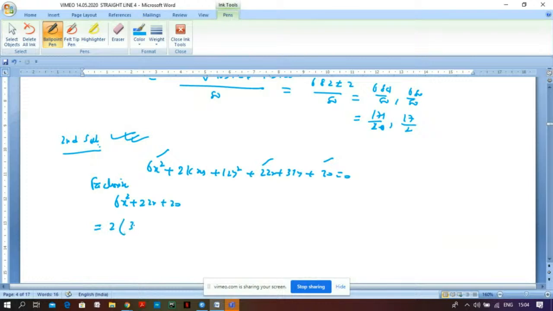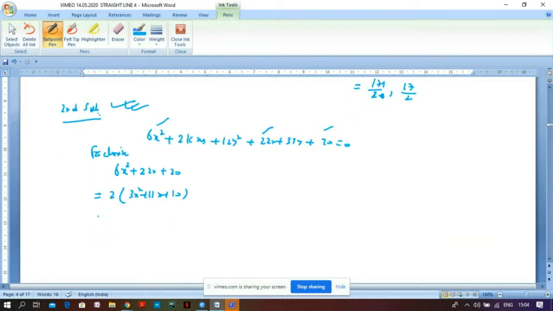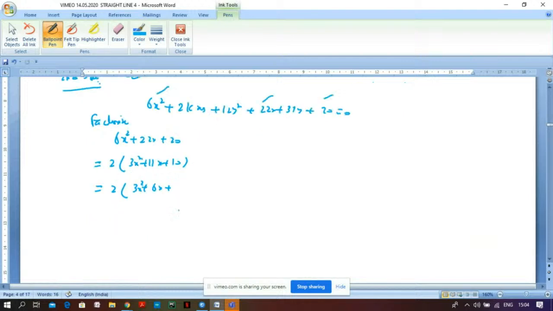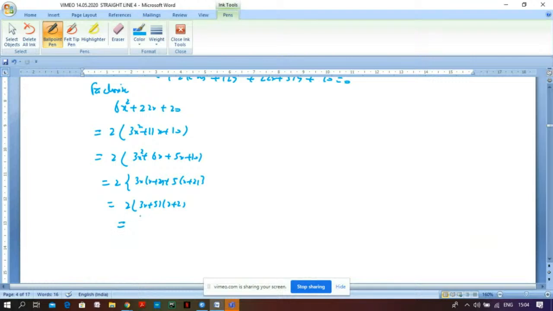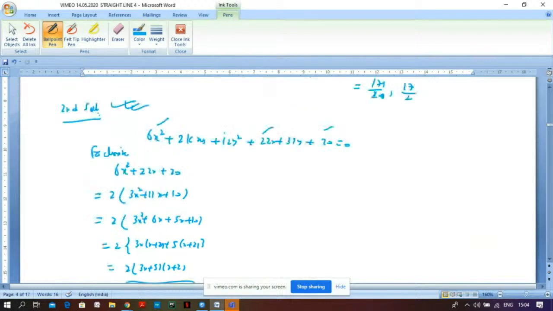So I can take 2 out, and 3x squared plus 11x plus 10. And this is 3 times 10, 30, so it is 6 and 5. So that is 3x squared plus 6x plus 5x plus 10. That is 2 times 3x, x plus 2, plus 5 times x plus 2. So I got 2 times 3x plus 5 times x plus 2. I can also write this as 2x plus 4 times 3x plus 5. It means I cleverly factorized the x squared, x and constant terms.